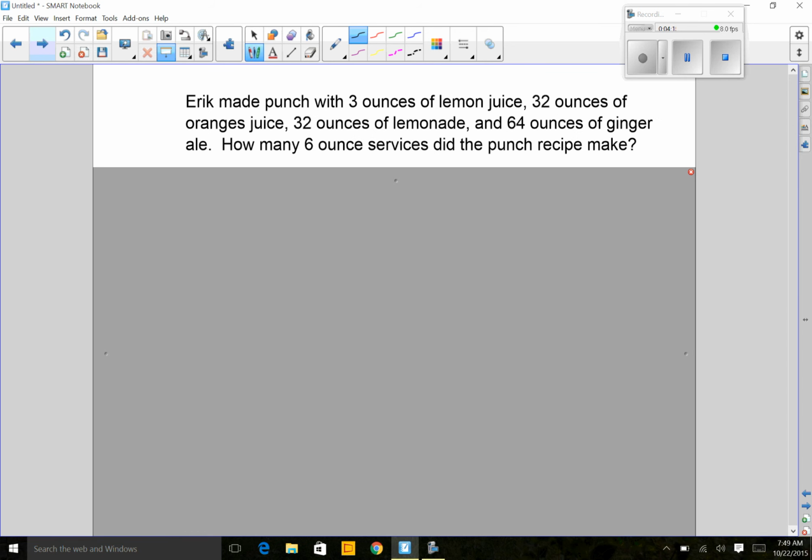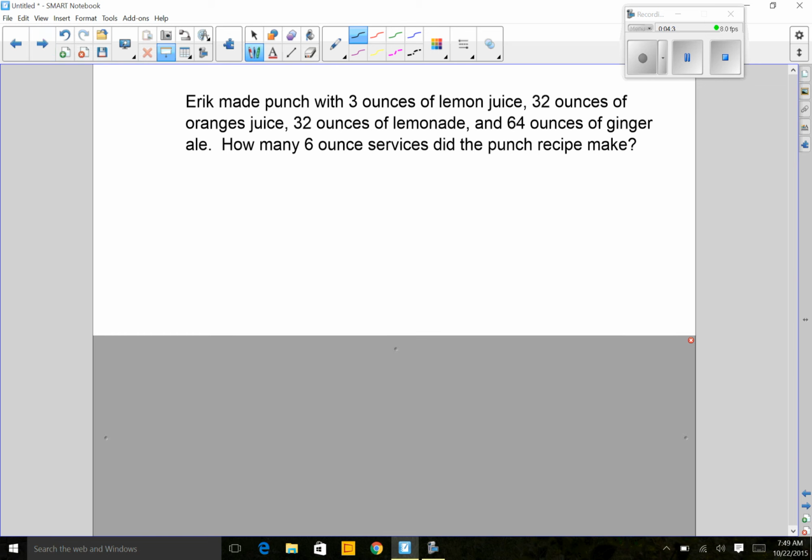Another one. So now we have: Eric made punch with 3 ounces of lemon juice, 32 ounces of lemonade, and 64 ounces of ginger ale. How many 6-ounce servings did the punch recipe make? So to do this, we've got to do a couple of different things.